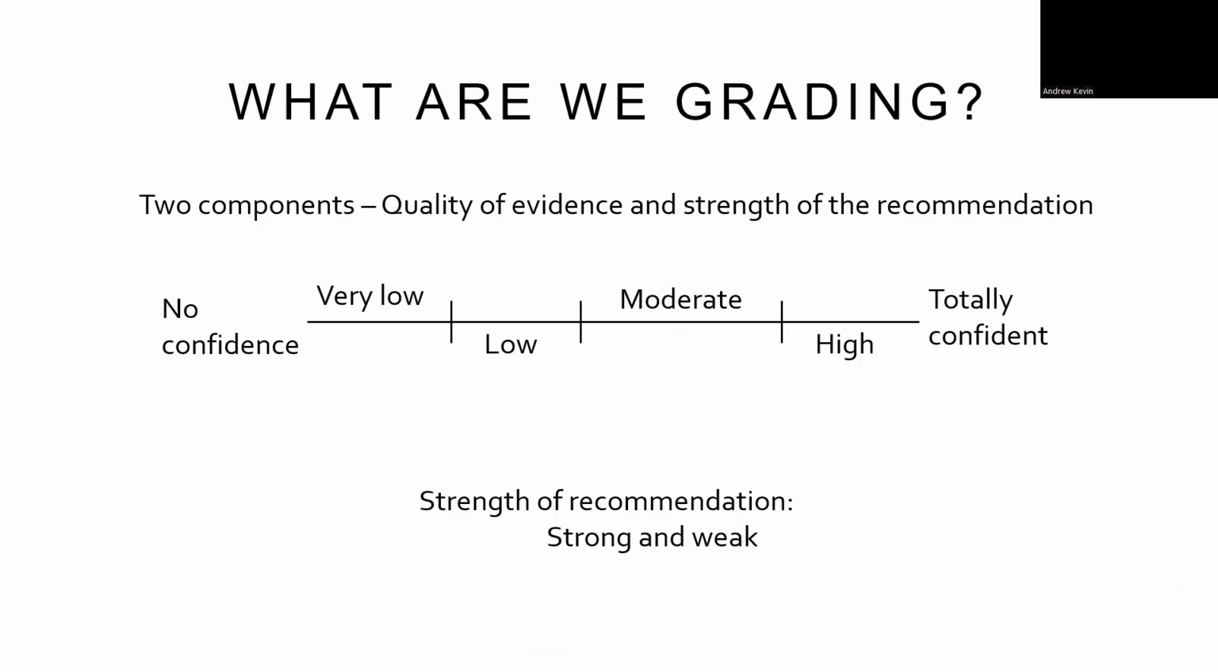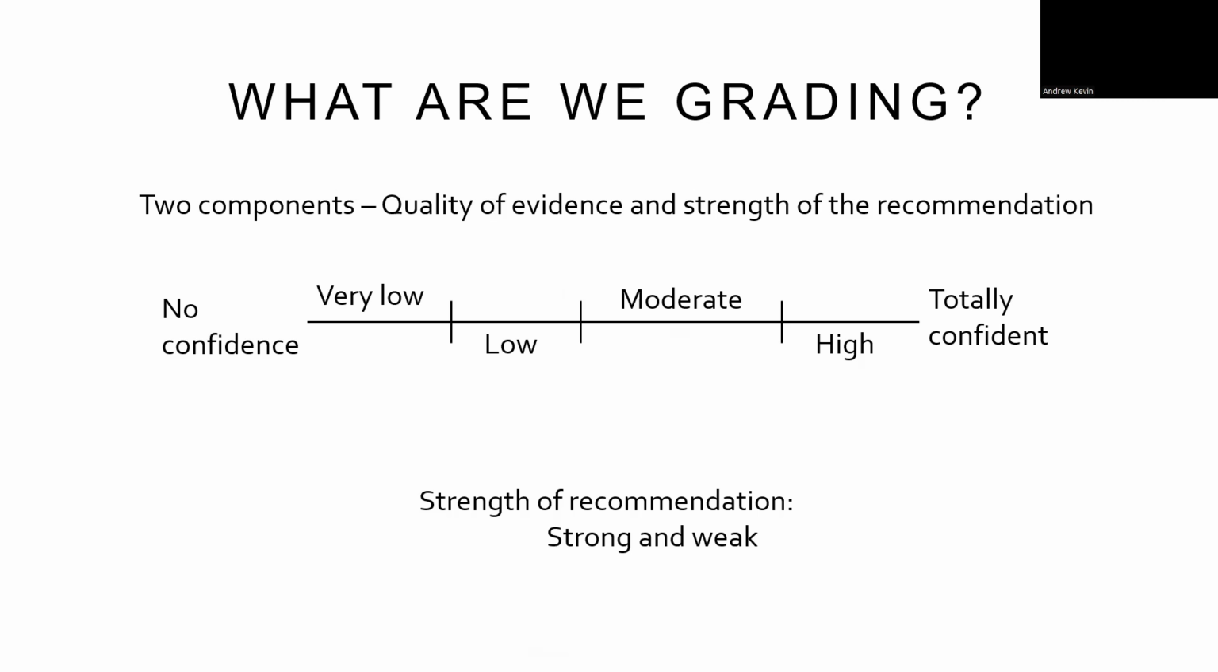So what exactly are we grading by using the GRADE tool? We are grading two things. One is the quality of the underlying evidence. We can say that we have no confidence in the underlying evidence, or we can say we are completely confident in the underlying evidence. The second thing is the strength of recommendation. You give it a strong recommendation or a weak recommendation. So these two things are different.